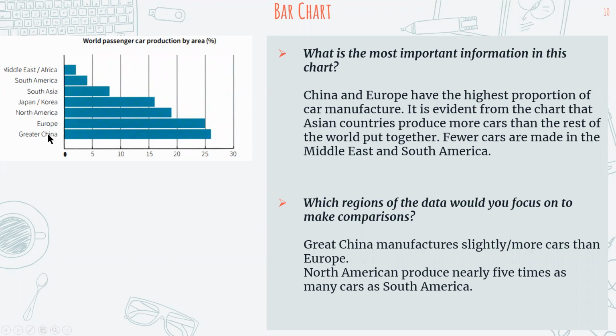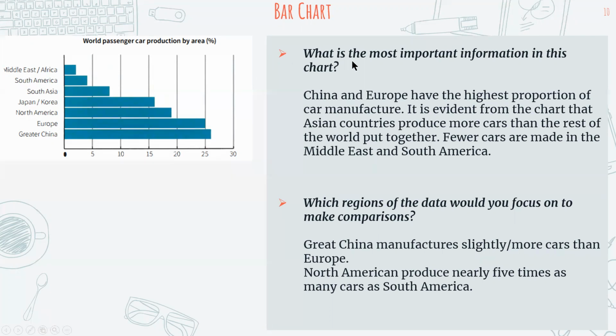If you're not familiar with the term or expression Greater China, you have to look it up, okay? It includes Taiwan and some other, I'd say countries, okay? But you have to Google this expression, Greater China. Europe, North America, Japan and Korea, South Asia, South America, and the Middle East and Africa. As you can see, Greater China has almost about 27% of the total world passenger car production.